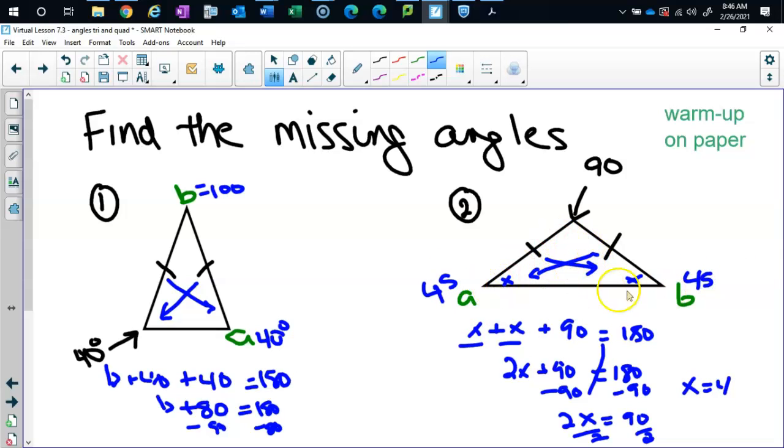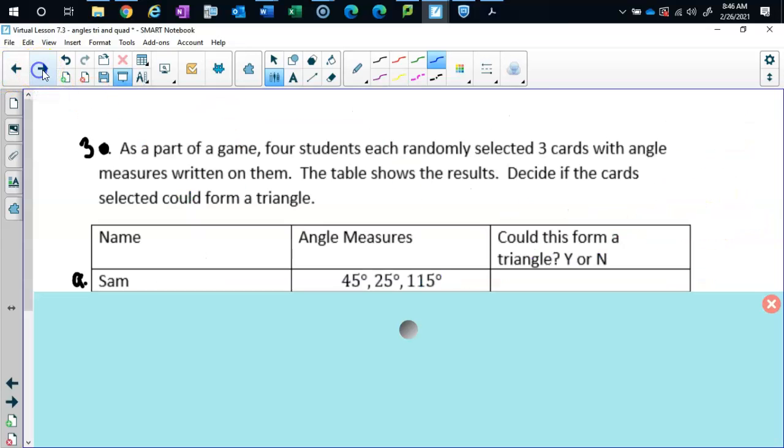What is the name of this triangle? Name it by its angles and its sides. Go. All right, you should have told me that this is a right, because that's a 90-degree angle, right isosceles, because it has two equal sides. Right isosceles.